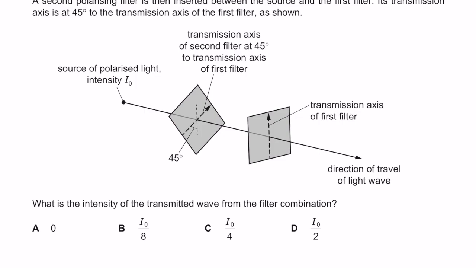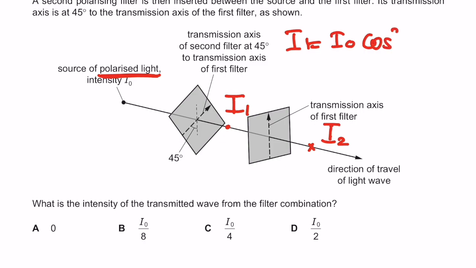One thing very important to understand is this light has already been polarized, so we can use Malus's law. So let's think here intensity coming out of the first polarizer is I1. Let's think the intensity of light coming out of the second polarizer is I2. So I1 is I0 cos squared of the angle between the two polarizing axes, which is 45, and this I1 will be the starting intensity for the second polarizer.